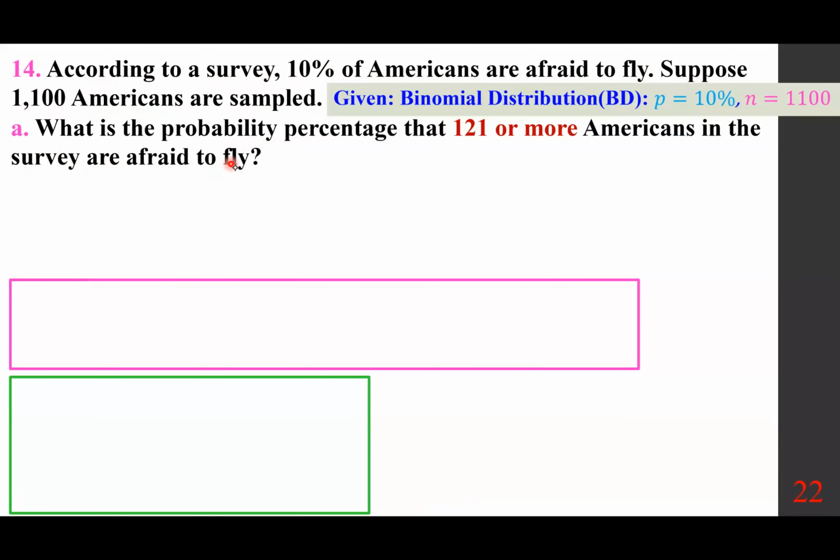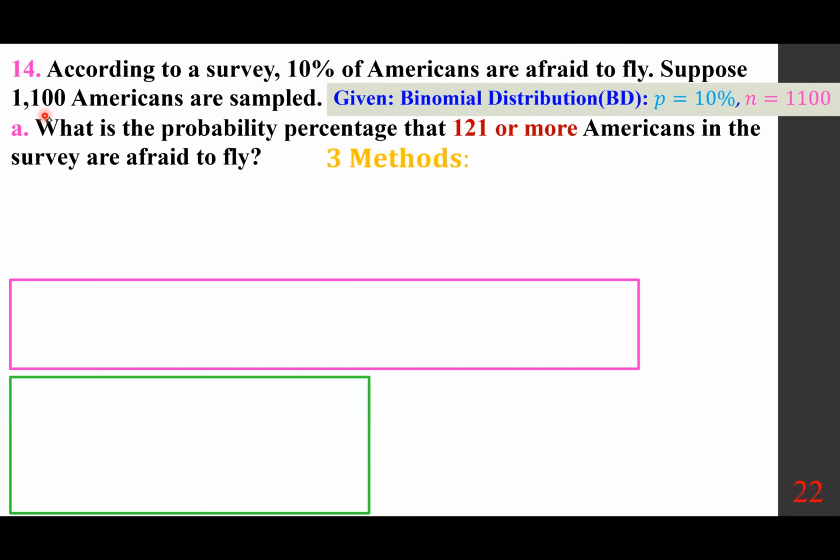Well, it's a binomial distribution. P is 10% and N is 1,100. Why is that? Because there are two outcomes: you're afraid to fly or you're not. Either or, so it makes it a binomial distribution. The probability that we are afraid is 10%, and we have chosen N to be 1,100.